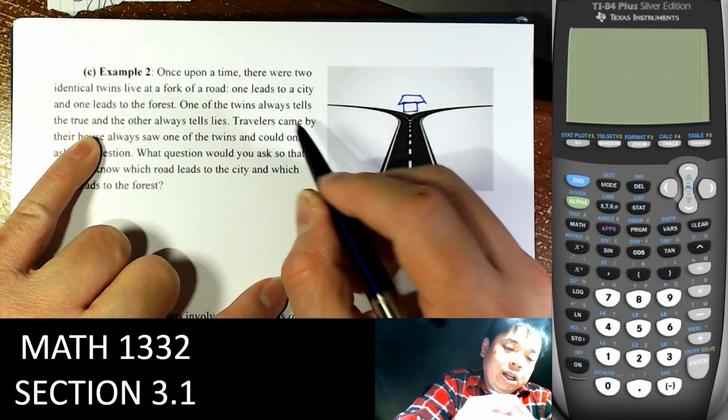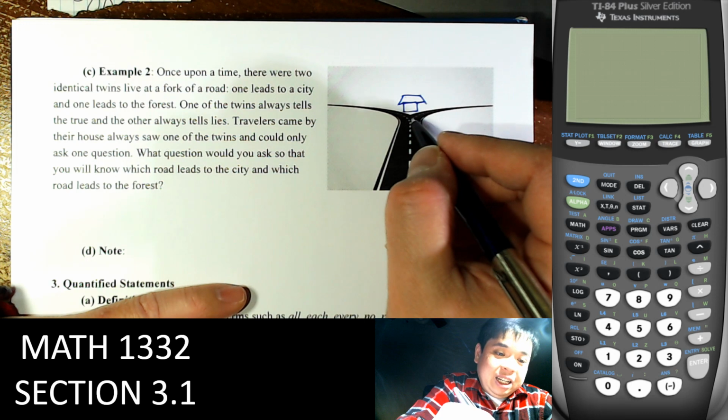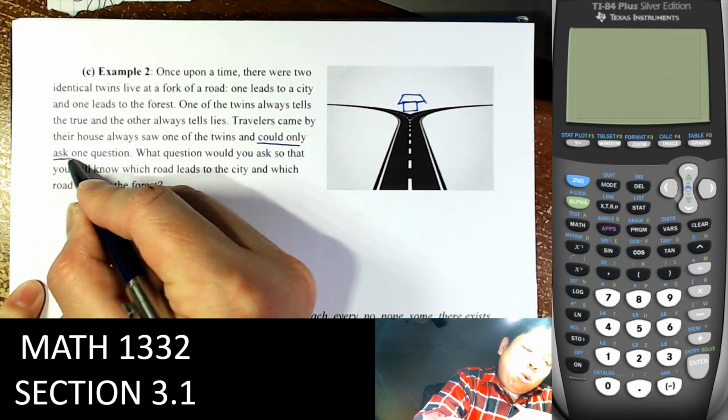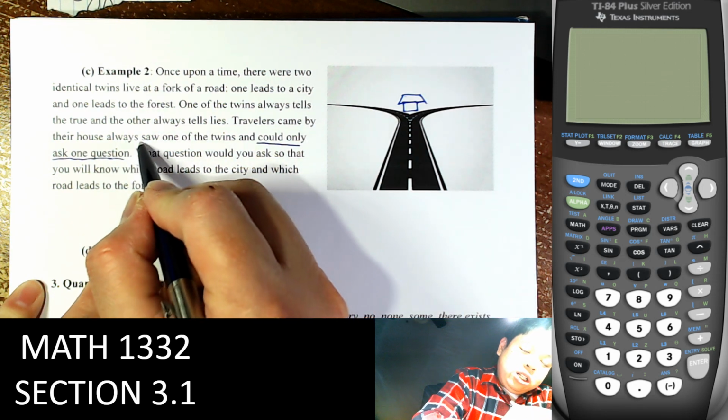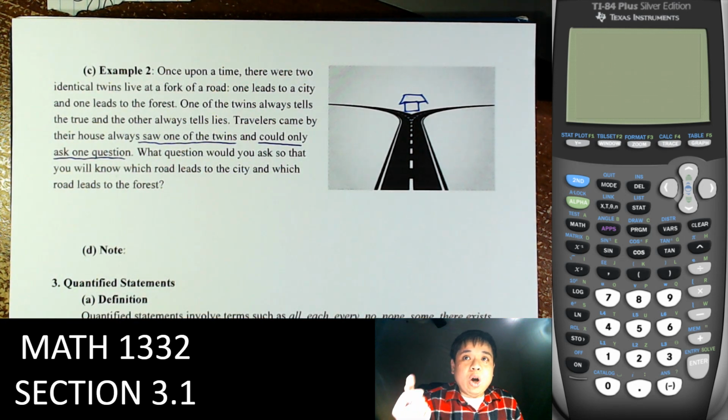And the problem is that whenever any traveler comes by, they could only ask one question and only saw one of the twins. Because they are identical twins, we do not know if that one tells the truth or tells lies, and we can only ask one question.